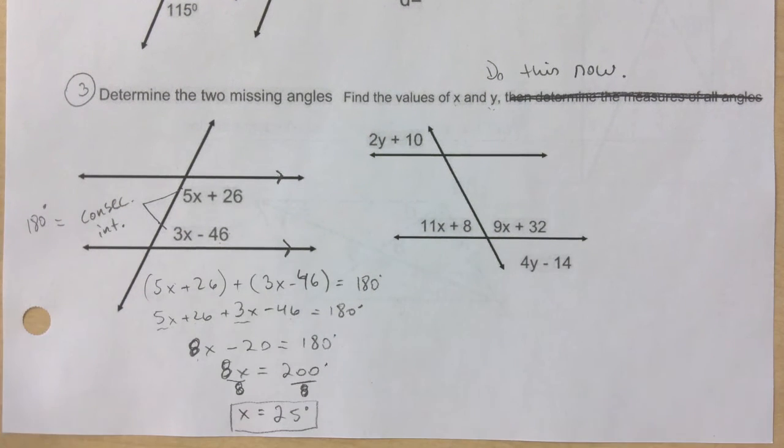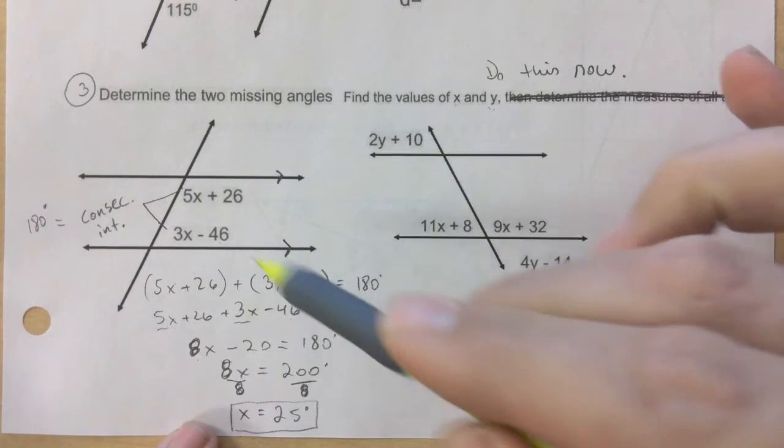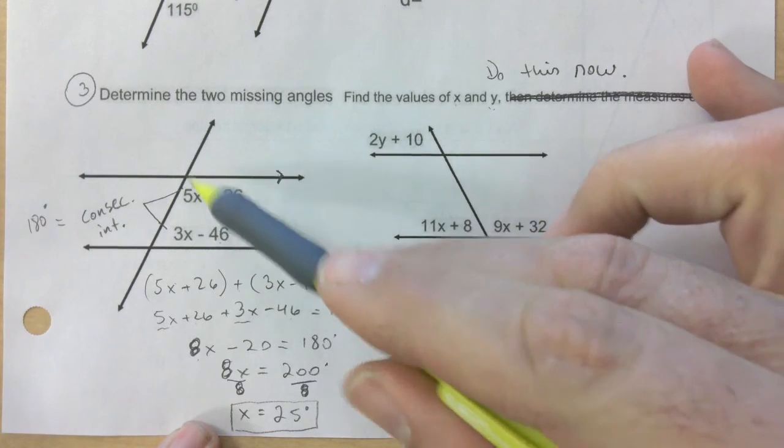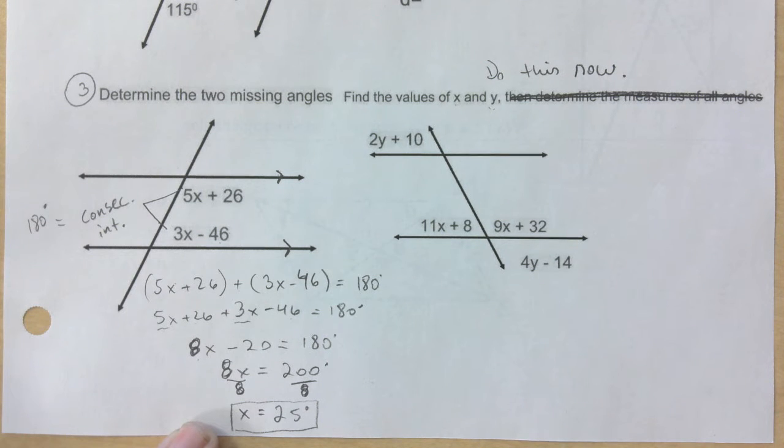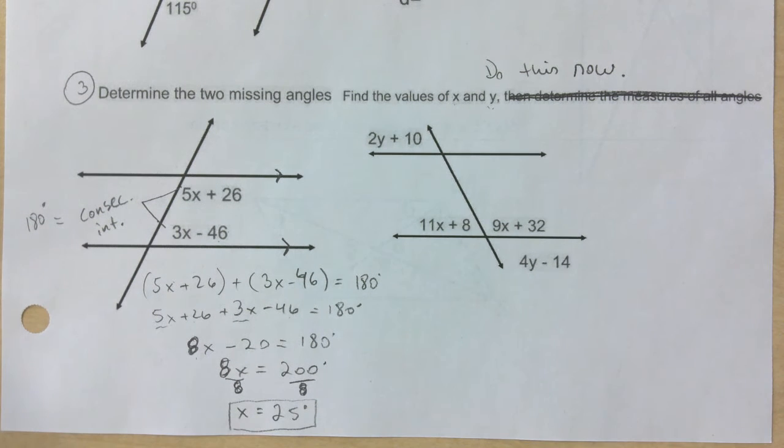I shortened it because at this point, filling out the angles, it's not that difficult, right? Once you find x, you go back, plug it in, and then use vertically opposite and straight lines to fill in the rest, corresponding angles, so forth. All right.